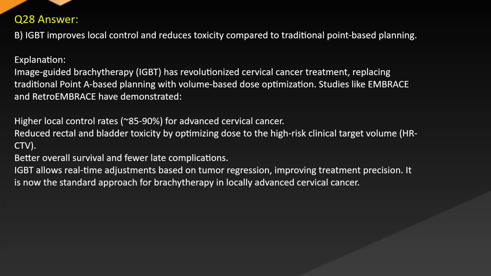Explanation: image-guided brachytherapy (IGBT) has revolutionized cervical cancer treatment, replacing traditional point-based planning with volume-based dose optimization. Studies like EMBRACE and RetroEMBRACE have demonstrated higher local control rates, 85–90% for advanced cervical cancer, and reduced rectal toxicity by optimizing dose to the high-risk clinical target volume (HR-CTV), with better overall survival and fewer late complications. IGBT allows real-time adjustments based on tumor regression, improving treatment precision. It is now the standard approach for brachytherapy in locally advanced cervical cancer.